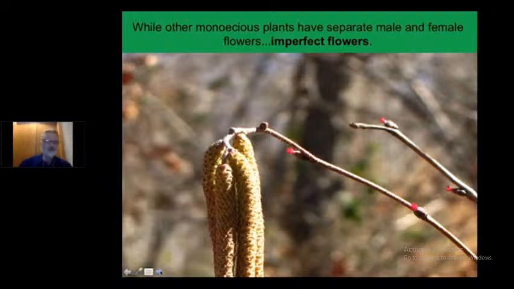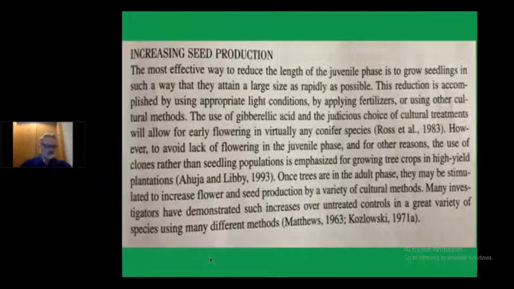Now, this is what I think is fascinating, because this pretty much sums up the whole horticultural approach to increasing seed production. The most effective way to reduce the length of your juvenile phase is to grow seedlings in such a way that they get to a large size as rapidly as possible. This right here is the summary of how you should do fruit and nut orcharding. If you're going to grow woody crops, or even for timber, this is the way they're telling you how to do it, because this is true. You grow them as fast as you can to get them to a large size, and then it'll shorten the length of the juvenile phase. They'll go into maturity sooner and start reproducing.